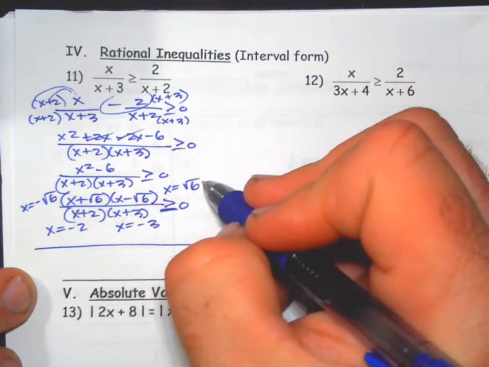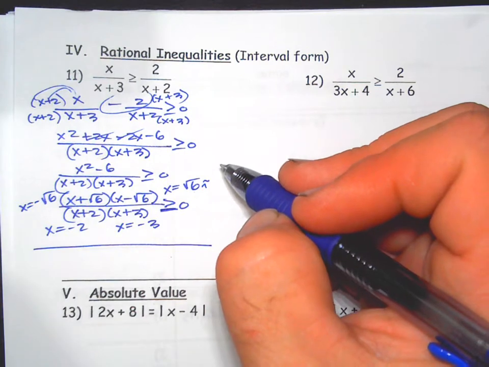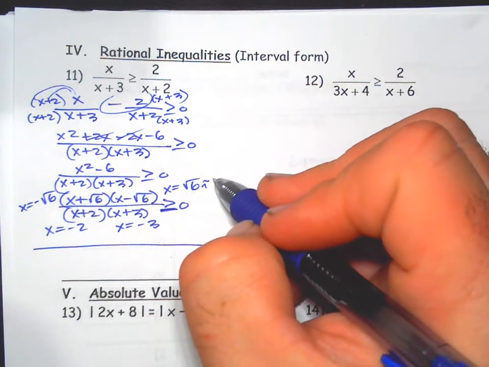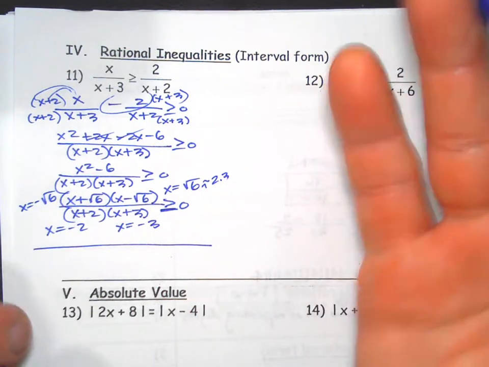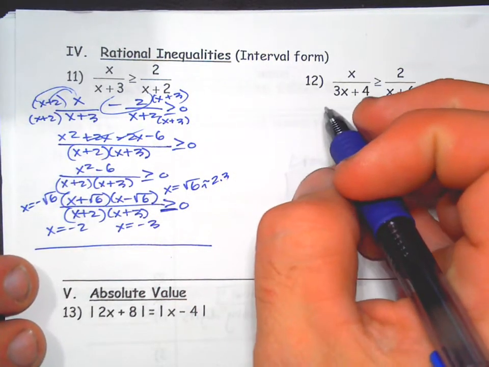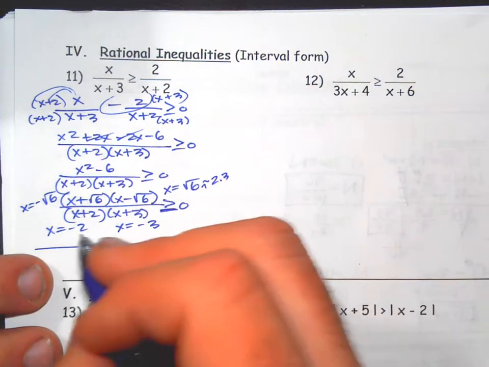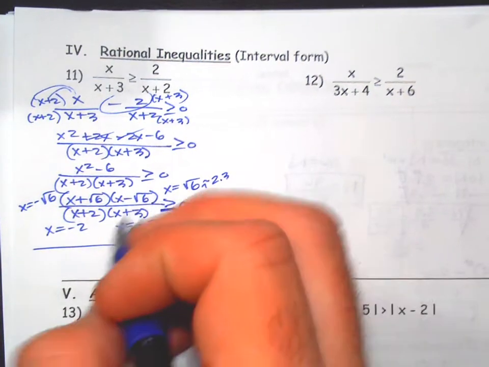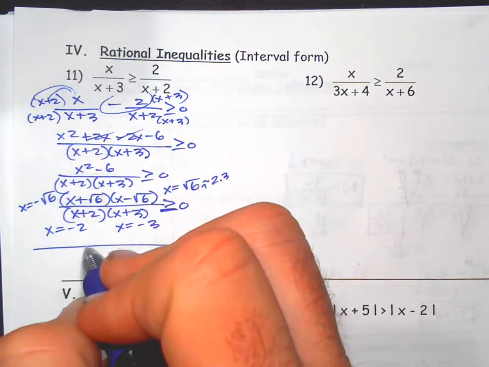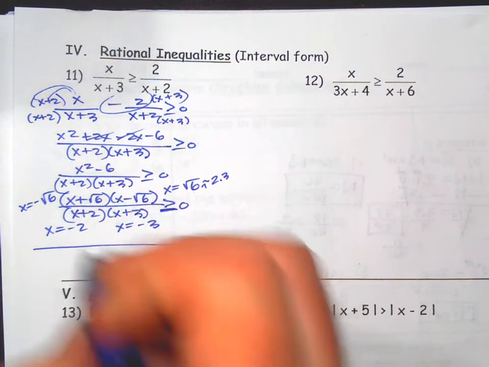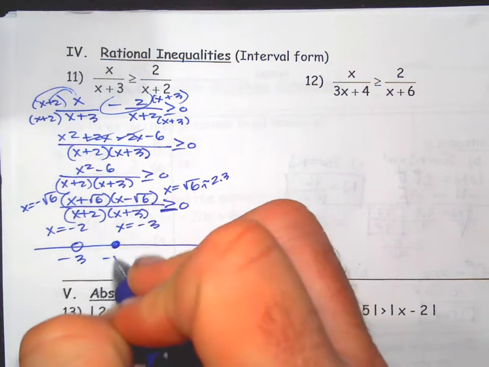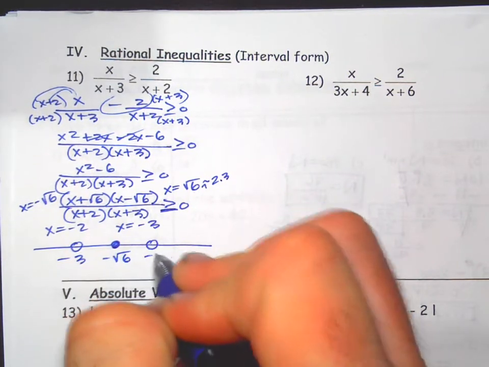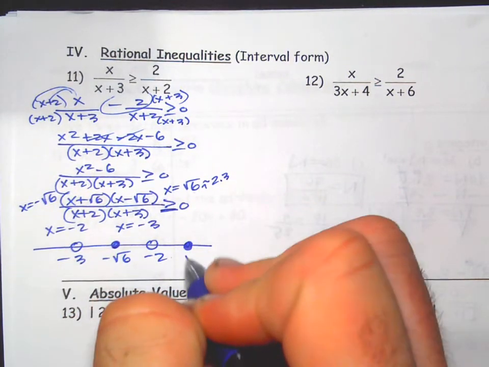Now, root 6 is between 4 and 9. It's closer to 4. So it's between 2 and 3. I would guess like 2.3 or 2.4, which I think is close enough to make sure you get in the right spot for your number line. So, negative 3, then negative root 6, then negative 2, and positive root 6.